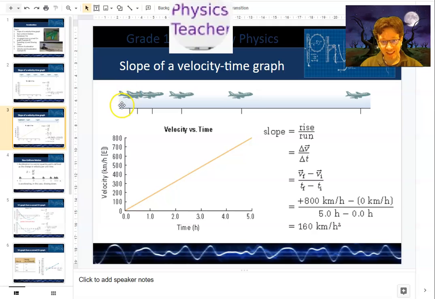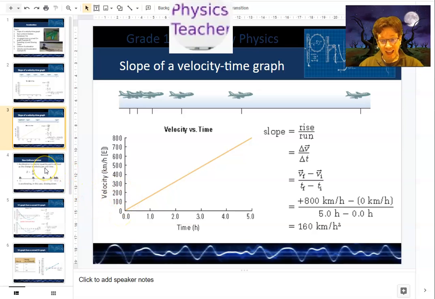However, if we saw something like this, where initially the plane was covering small distances, but then over successive time intervals, greater and greater distances, we can conclude that, well, if the plane is covering greater distances over the same time interval, it's getting faster, right? And we're going to look at the case where it gets faster at a constant rate. So we're going to have a straight diagonal line like this. In this case, I just have the plane starting off with a velocity of 0. Okay, so our velocity time graph would look like a straight diagonal line.